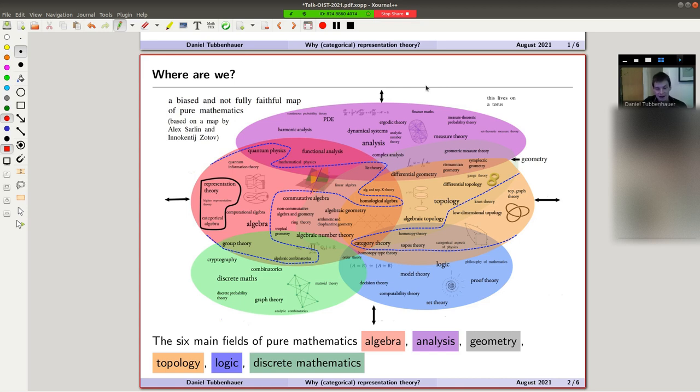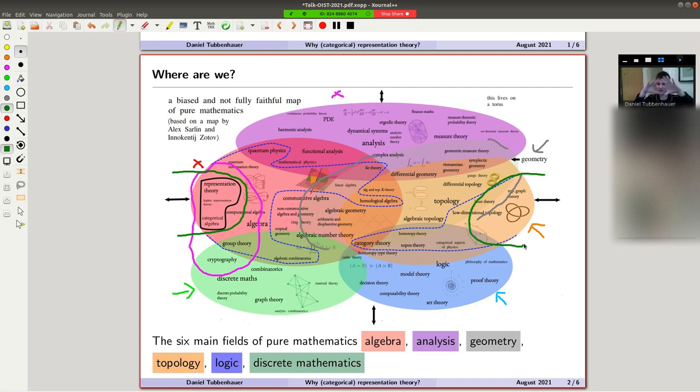But anyway, I have six major fields of mathematics: a red one here, a purple one here, a gray one somewhere in the background, which is geometry. It's a little bit hard to see. The orange one here is topology. That's where I'm going to zoom in in a second. I have a logic one here, and a discrete mathematics one here. You already have a group working in this part of mathematics, the intersection of algebra and discrete mathematics. And I would like to tell you a little bit more about the intersection of representation theory, which is this black bubble here on the left, and topology, which is roughly here.